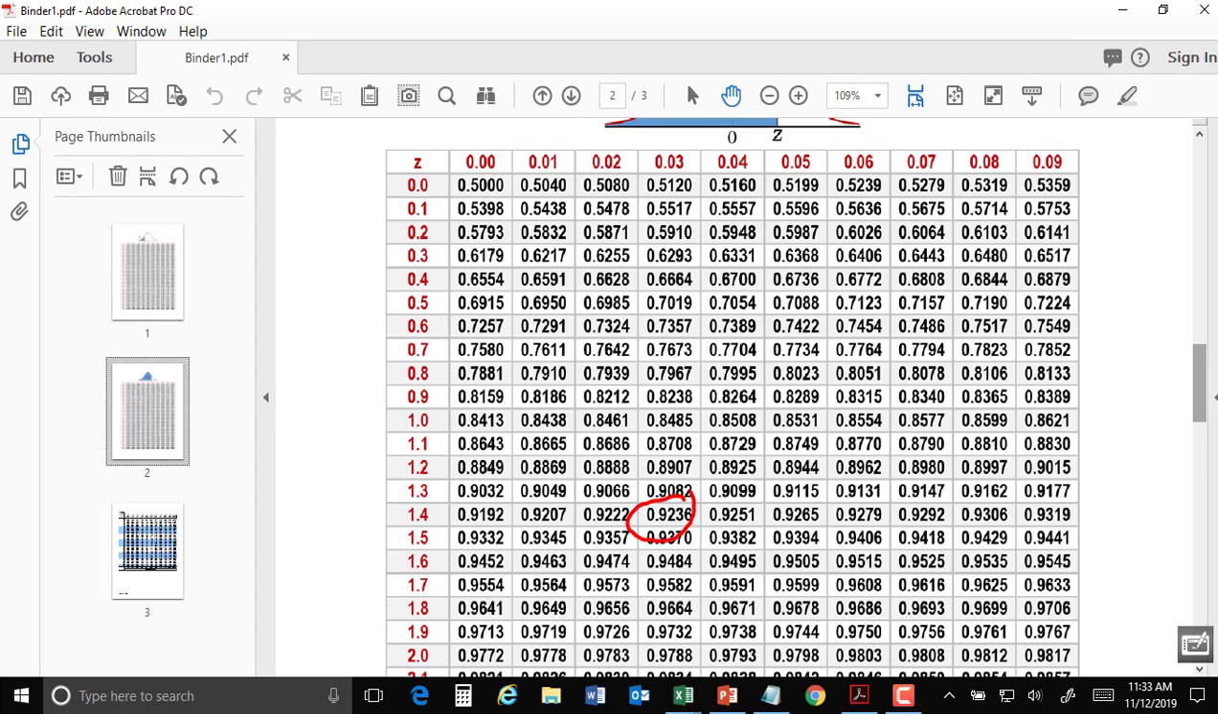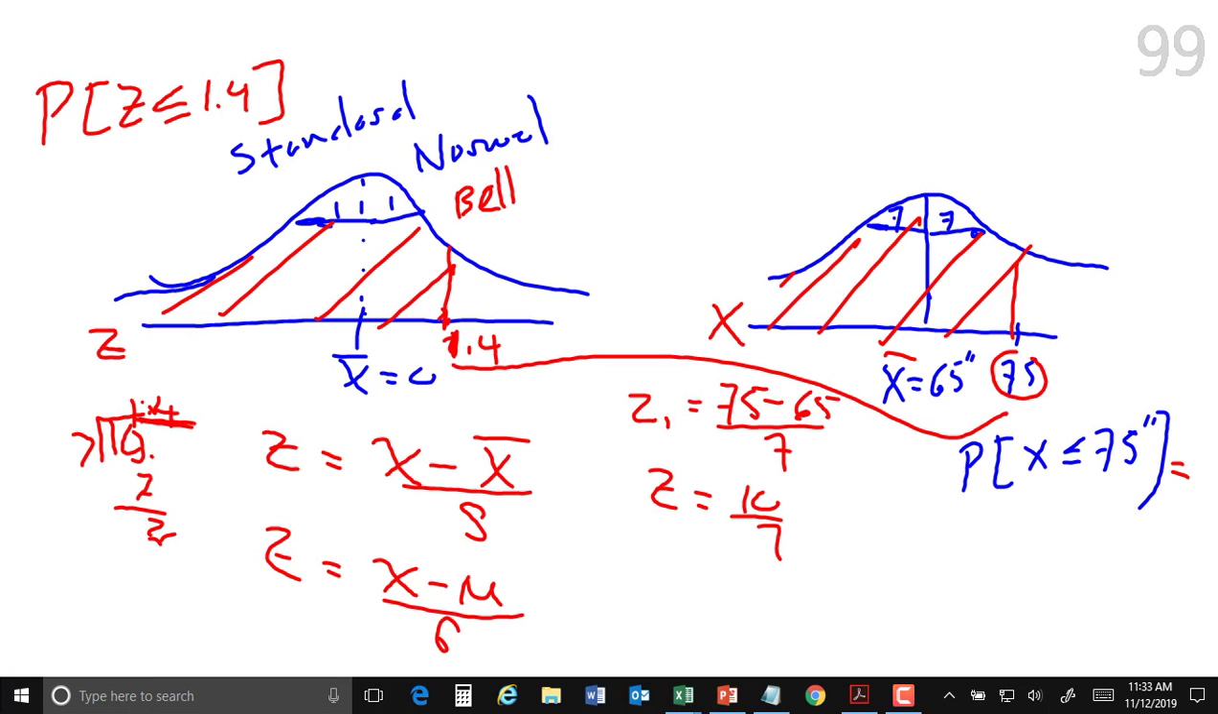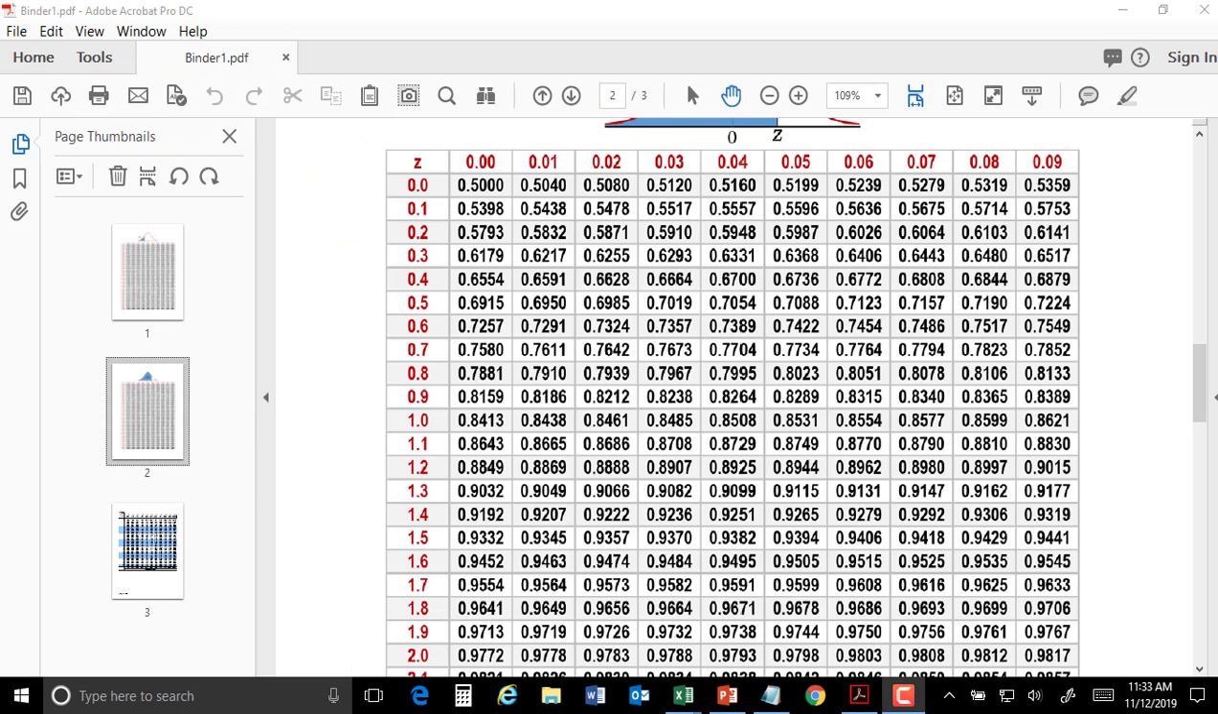This is the probability that the random variable would take on this value. That is a probability of, what was that, 0.9236? I didn't even see it. 0.9236.